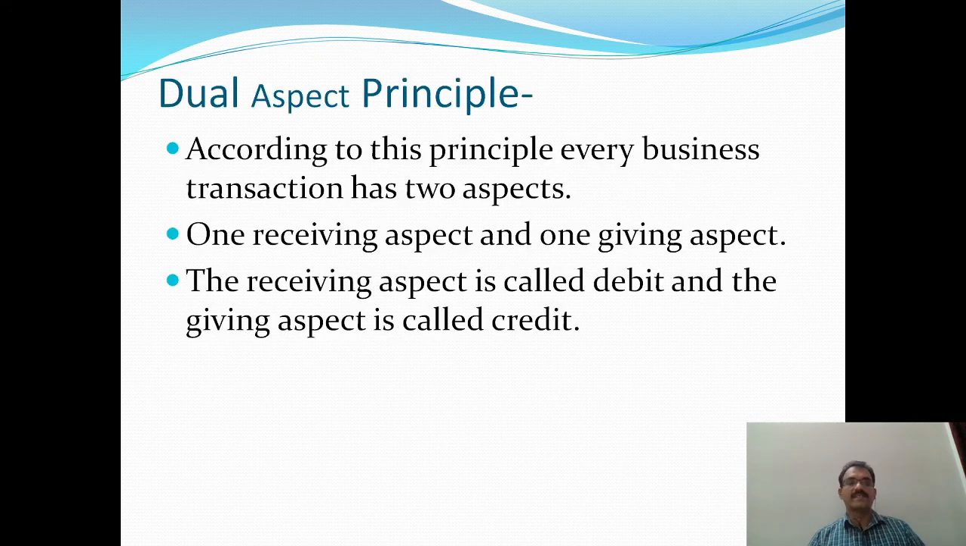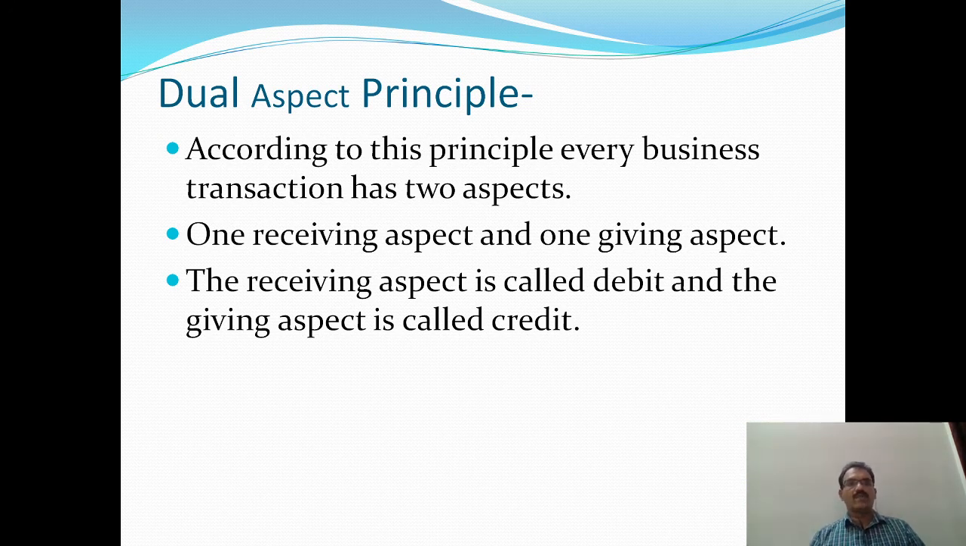Next principle is dual aspect principle. According to this principle, every business transaction has two aspects. You take any transaction, we can see two aspects are there. One receiving aspect and another one is giving aspect. The receiving aspect is called debit and the giving aspect is called credit.